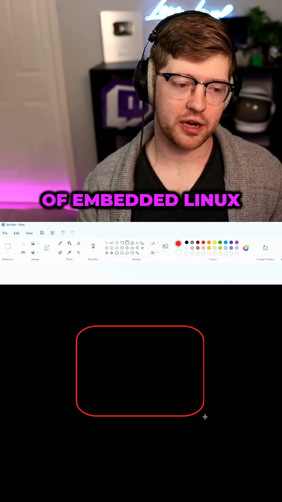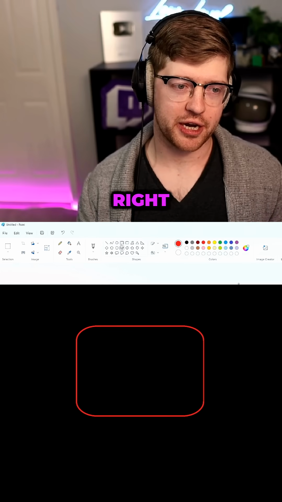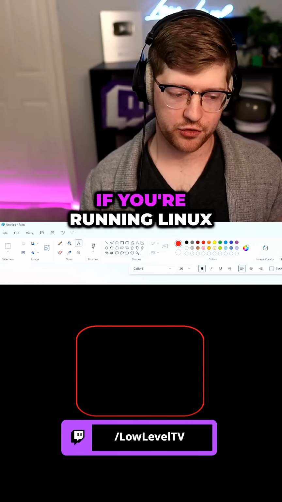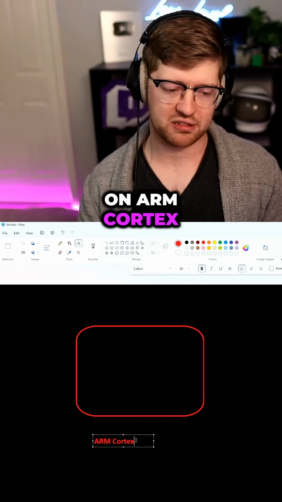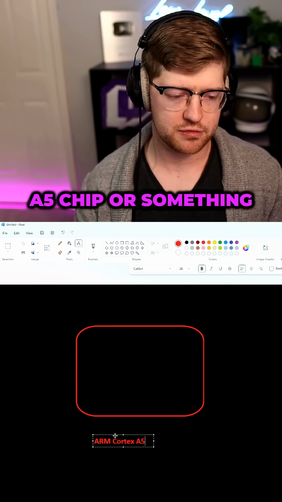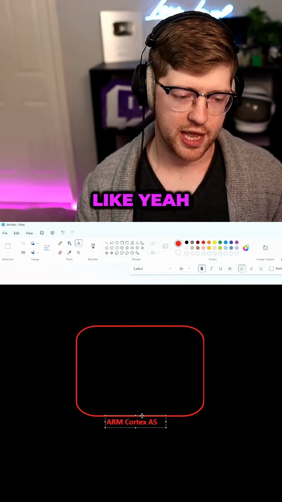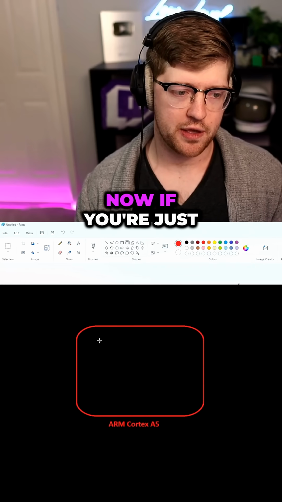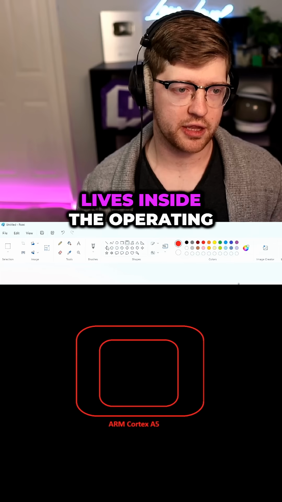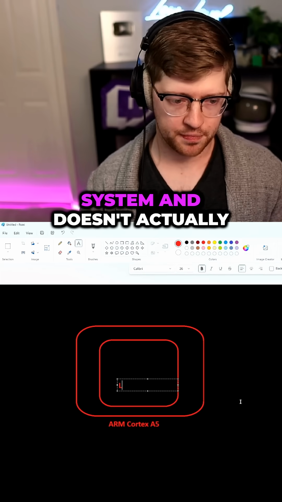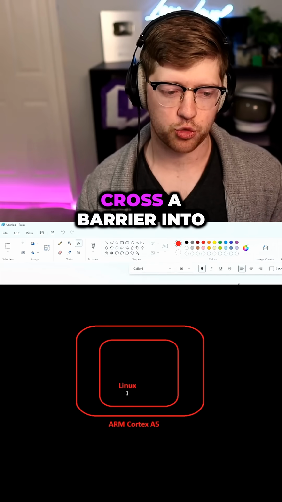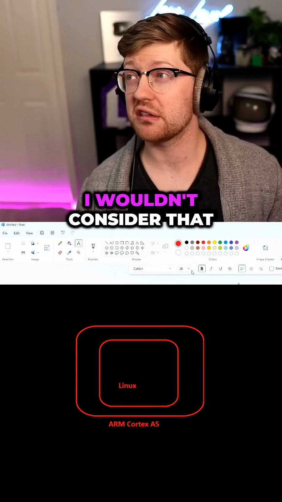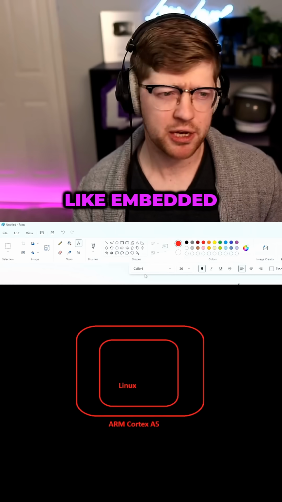There is a world of embedded Linux, right? But it really depends on what part of embedded you're talking about. For example, if you're running Linux on an ARM Cortex-A5 chip or something, right? Yeah, that is a single individual ARM chip. Now, if you're just writing code that lives inside the operating system and doesn't actually cross a barrier into GPIO, I wouldn't consider that embedded really.